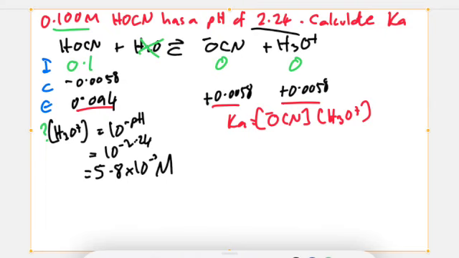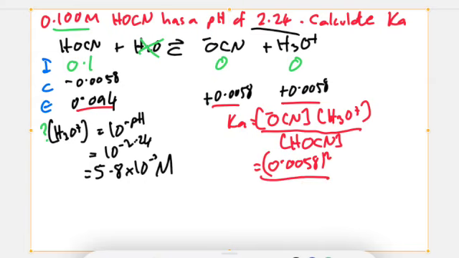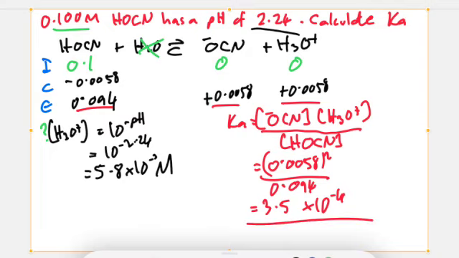Oh, happy days. So now we've got our proton, 5.8 by 10 to the minus 3, so we can square that on the top of the Ka expression. Divide it by the concentration, which was given at the beginning, slightly reduced now to 0.094 from 0.1. So that gives me a Ka value of 3.5 by 10 to the minus 4.